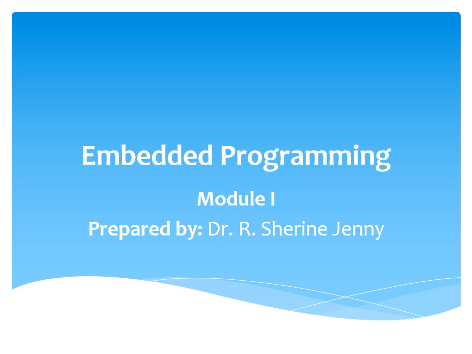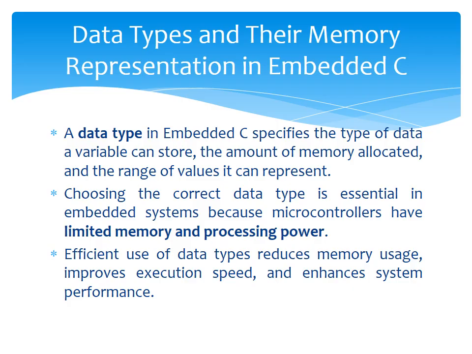Greetings. So today's class in embedded programming, we shall see about the data types and their memory representation in embedded C. In continuation with the earlier class, we have seen what a data type is. A data type specifies the type of data that has to be stored, the amount of memory that is allocated, and the range of values it can represent.